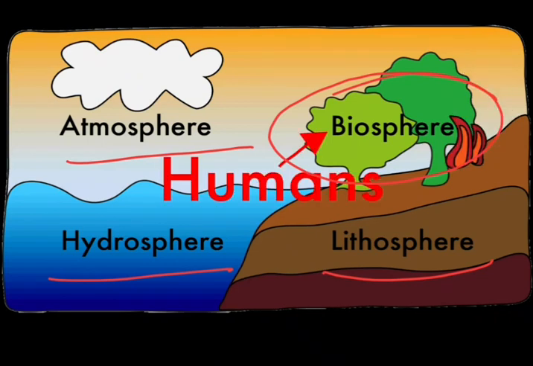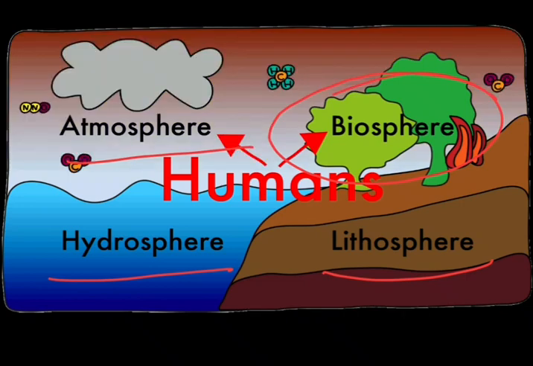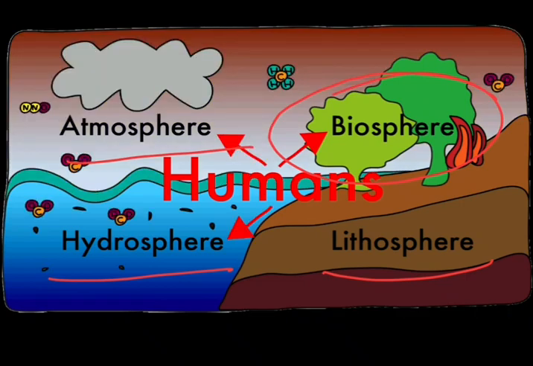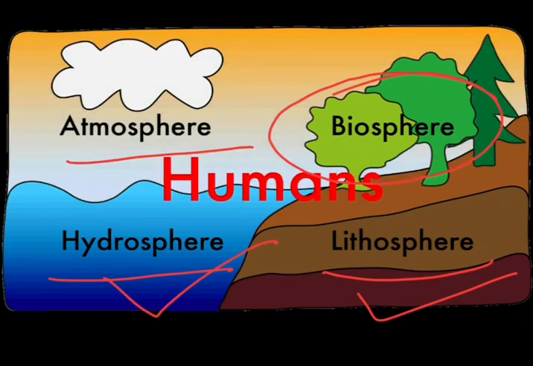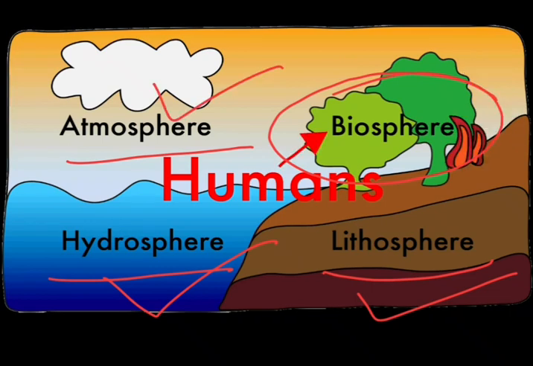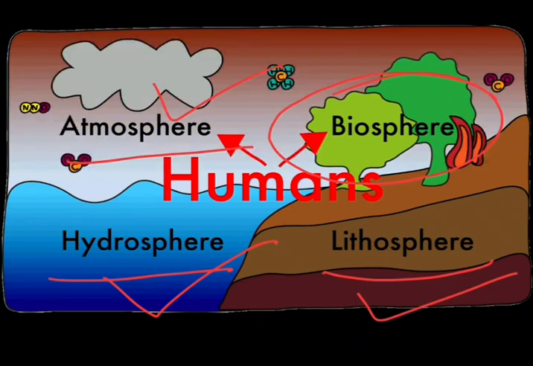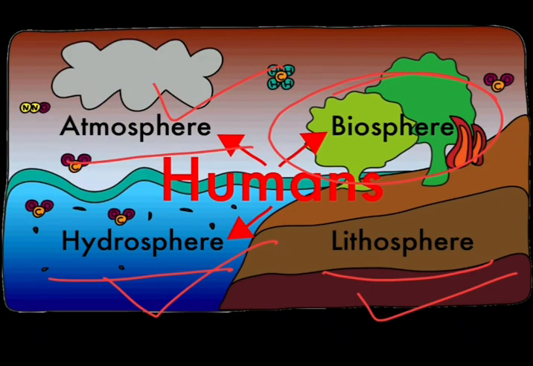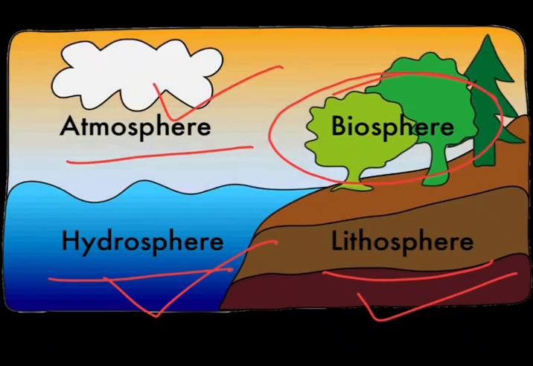It is a narrow zone. So what do you understand by biosphere? It is a narrow zone of the earth where land, water and air interact with each other to support life. So it is known as the biosphere.